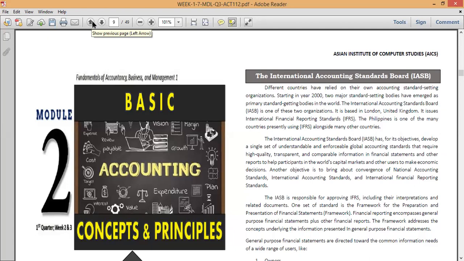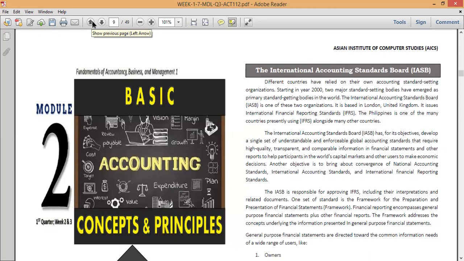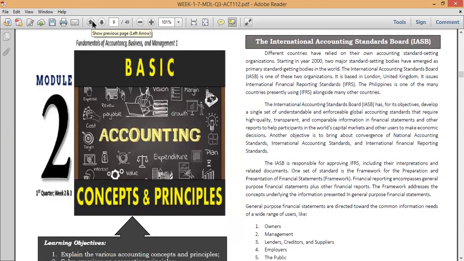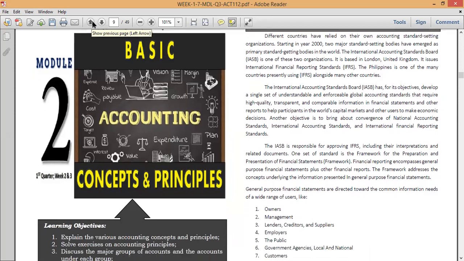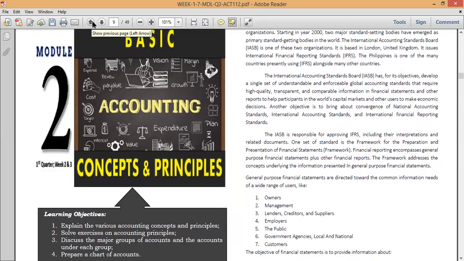So we will discuss module 2 of accounting, Fundamentals of Accountancy, Business and Management 1: basic accounting concepts and principles. Learning objectives: explain the various accounting concepts and principles, solve exercises on accounting principles, discuss the major groups of accounts and the accounts under each group, and prepare a chart of accounts.